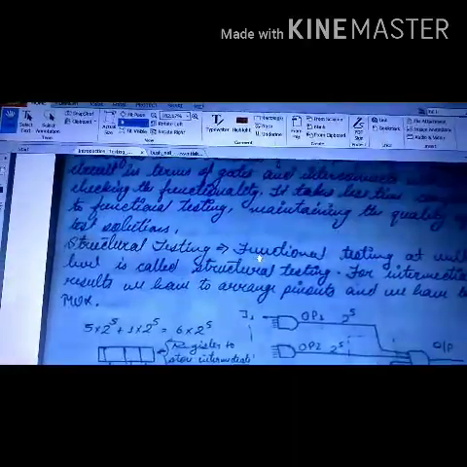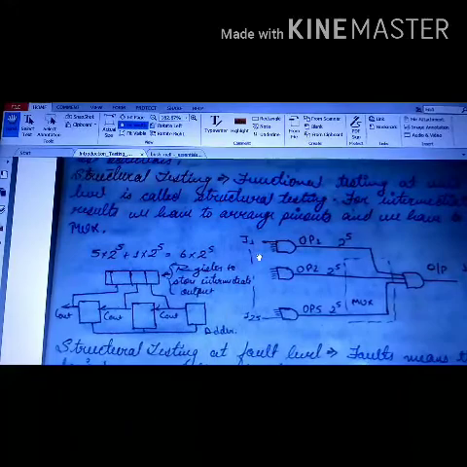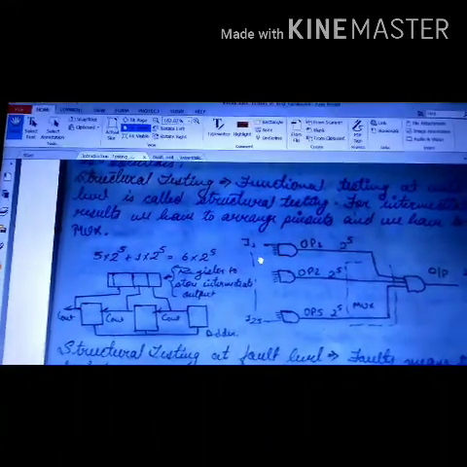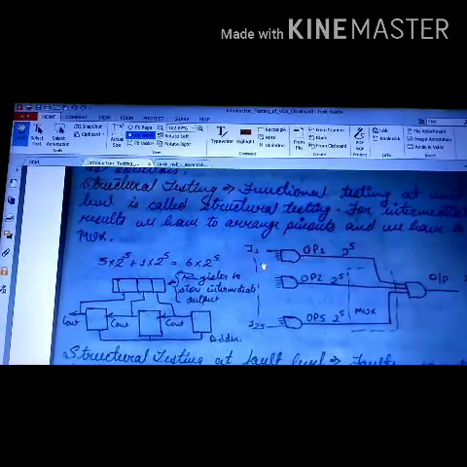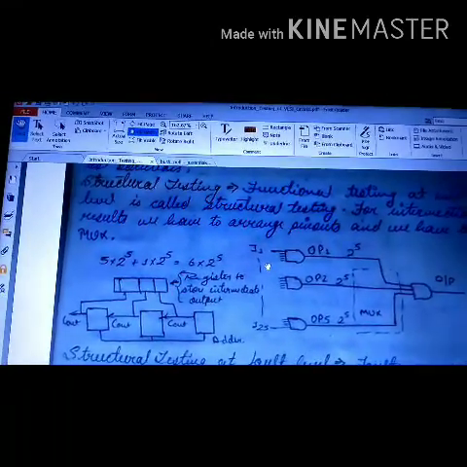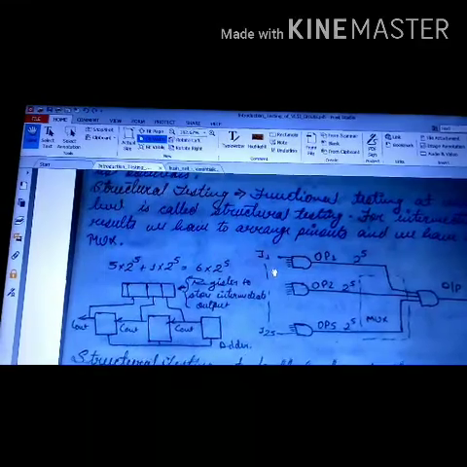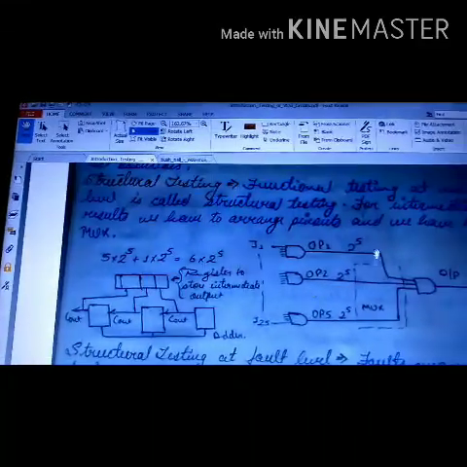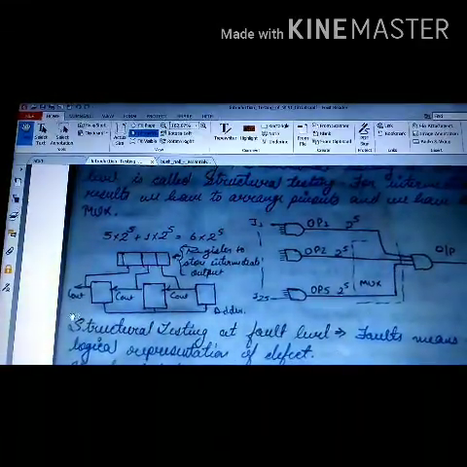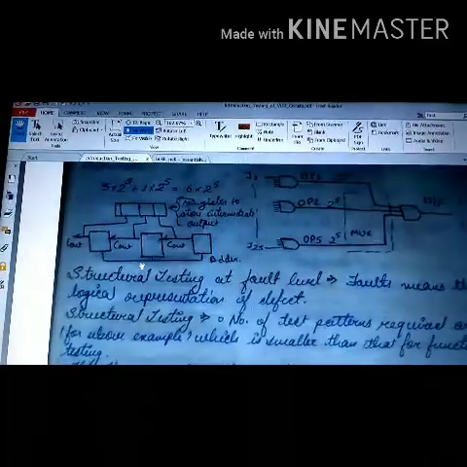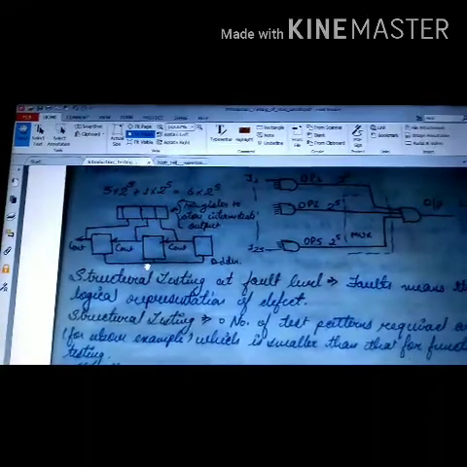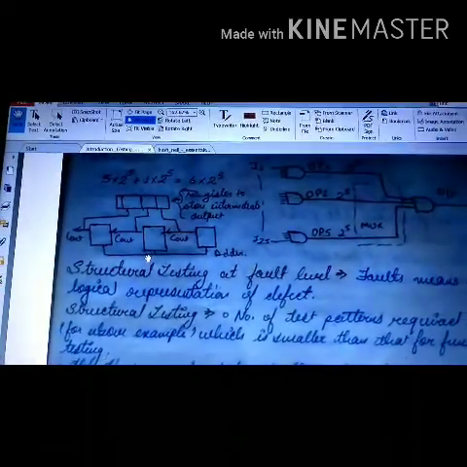Okay, functional testing at a unit level is also called structural testing. For interconnecting results, we have to arrange pinpoints and we have to use multiplexers. Okay, so this is something we are going to do in functional testing, and here is what we are going to do in structural testing. So structural testing at fault level means that logical operations represent a defect.